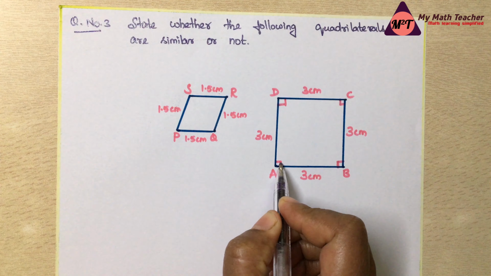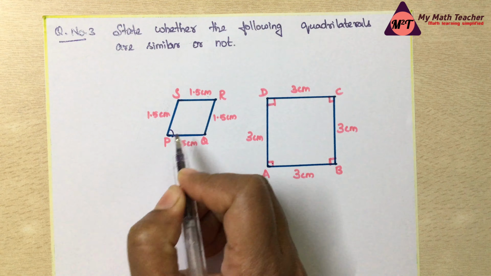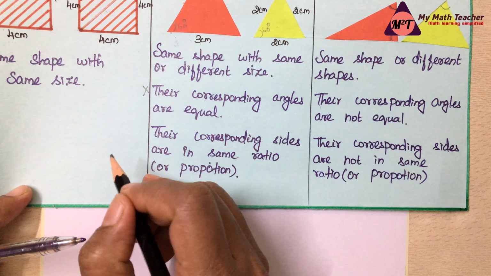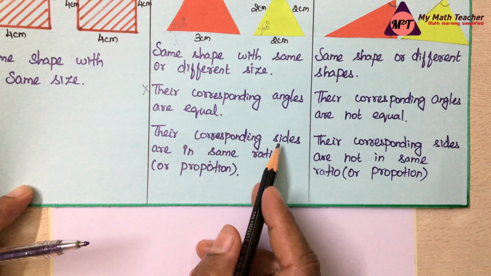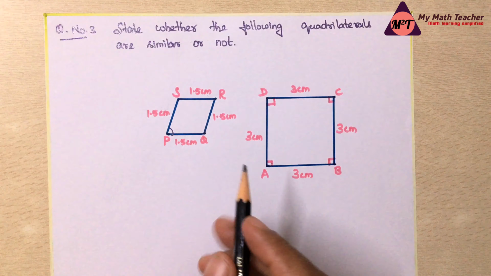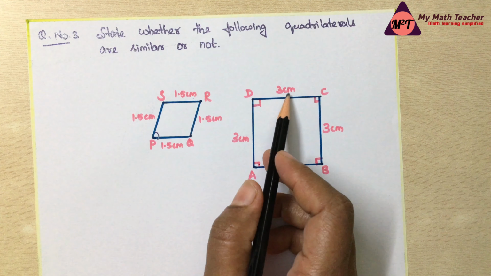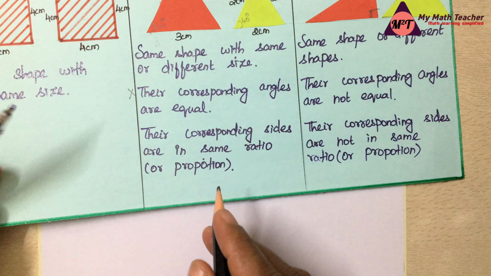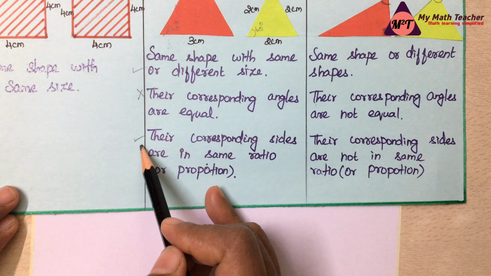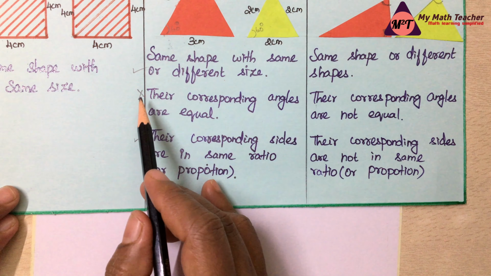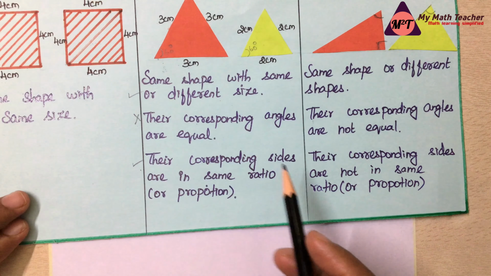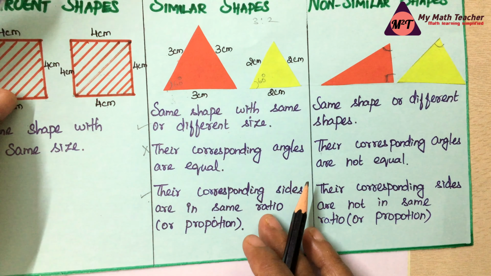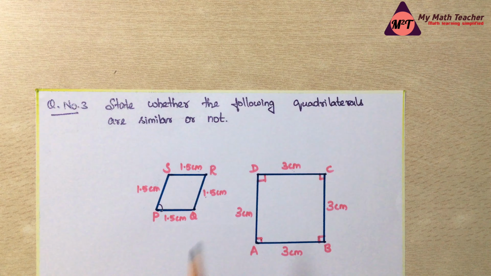Now, we can see this is 90 degrees. Definitely, this is not 90 degrees. So the second condition is not satisfied. What about the third one? Their corresponding sides are in the same ratio. Are they in the same ratio? Yes, 1.5 is to 3, 1.5 is to 3. So all are having the same ratio. The first and third conditions are satisfied with the given problem, whereas the second one is not. So always remember all the three conditions should be satisfied for similar shapes. From this we can come to the conclusion that these two shapes are not similar.